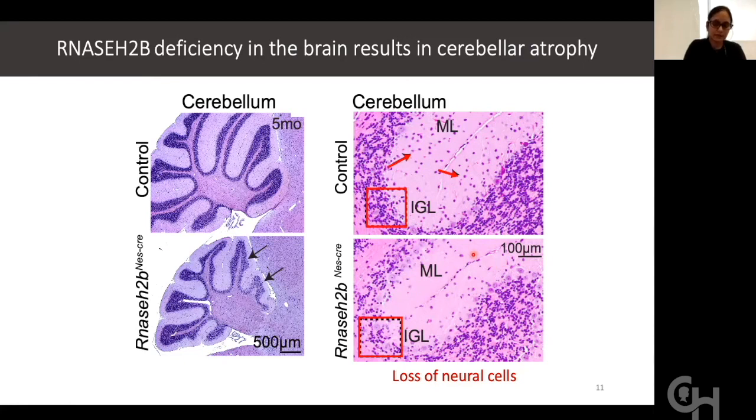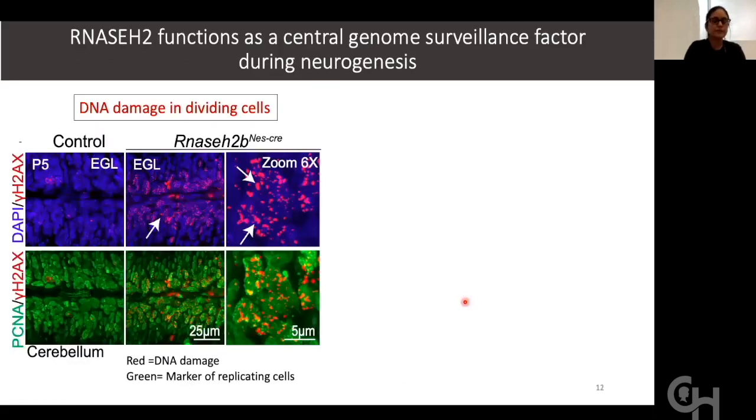Similarly, in another region of the cerebellum, known as the molecular layer, we saw loss of neural cells. So RNase H2 loss results in a specific type of neural cell loss, and these cells are required for normal cerebellum function. Since we saw neural cell loss, we wondered if these cells accumulate DNA damage and undergo cell death.